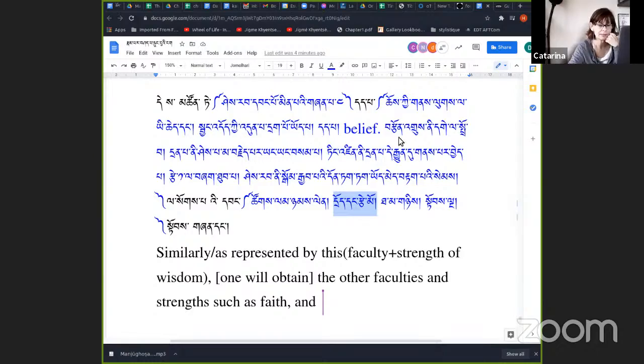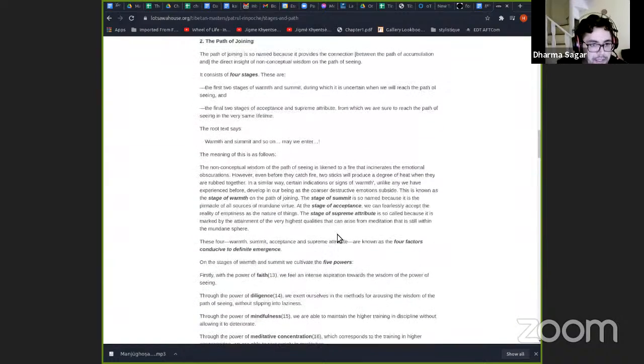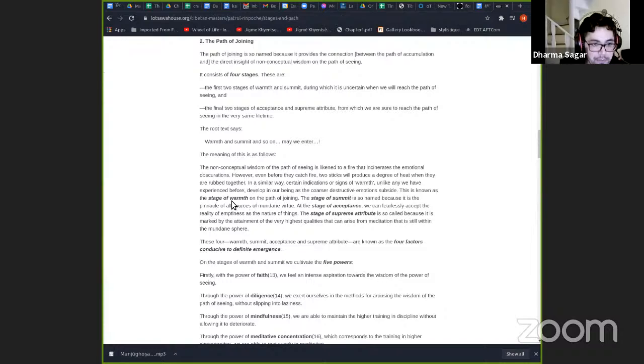Drupshan, I didn't understand the first. Yes, so you'll see here that, okay, a stage of the 4 stages of the path of joining, or the start of application, is a stage of the warmth, summit, acceptance, and supreme attribute. Okay. Yeah. So you can find it there. And the first 2, so the 5 faculties and the 5 strengths are also the practice of the first 2 stages, the one of the warmth and the summit.